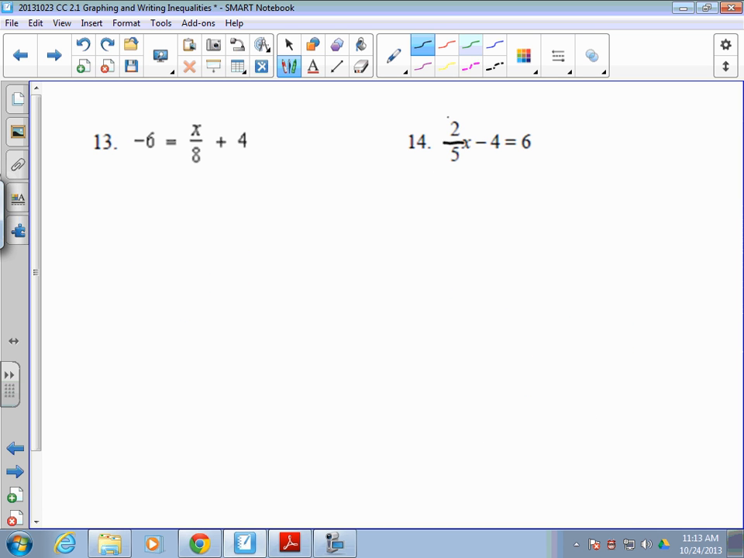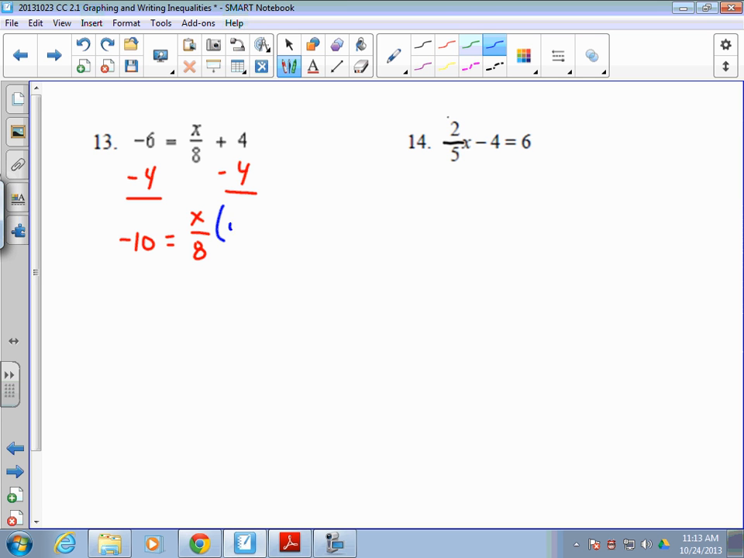Number 13 says negative 6 equals x over 8 plus 4, or x divided by 8. So get rid of plus 4 by subtracting it. Do likewise on this side. Negative 6 minus 4 is negative 10. Add them up, keep the common sign, equals x over 8, or x divided by 8.